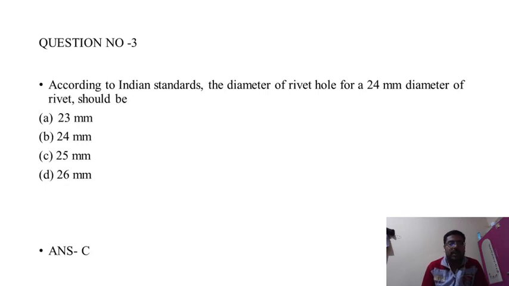According to the Indian standards, the diameter of a rivet hole is 24 mm. The diameter of the rivet should be 25 mm, because the rivet hole is 24 mm. The outer diameter of the rivet is 25 mm, if the value is more than the rivet hole. So this is option number C, the correct answer.